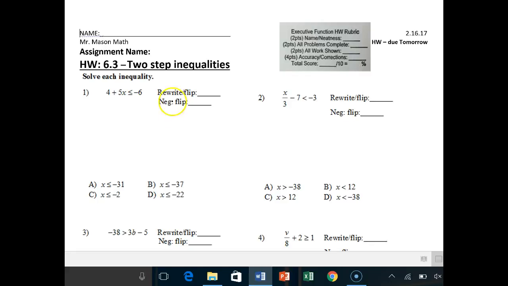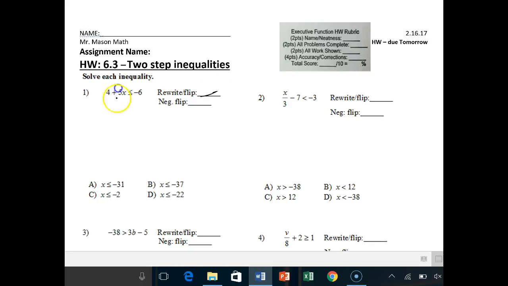So again, the two important questions you have to ask yourselves about the inequality sign are: do you need a rewrite flip, i.e. is the variable on the wrong side, or the right hand side of the inequality, excuse me, and is the number attached to the variable negative? So if you answer yes to either of those questions, you have to flip the sign.